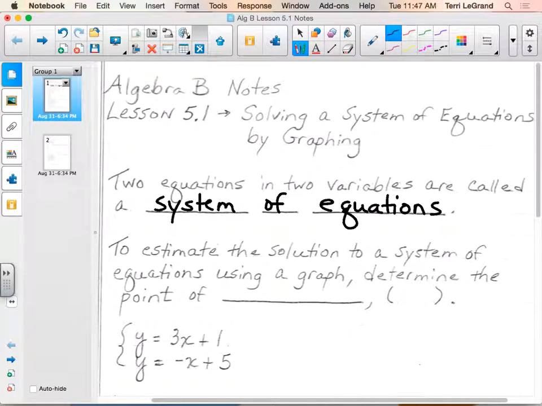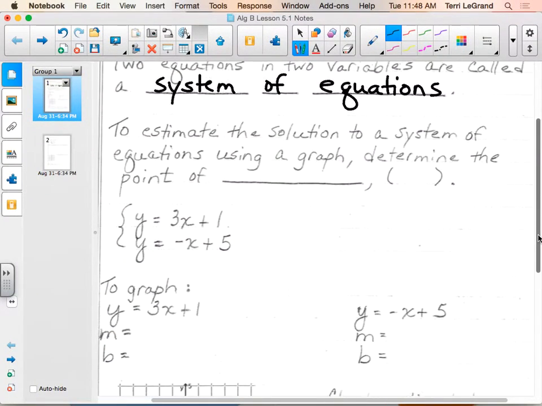Two equations in two variables. They're going to work together. They're called a system of equations. Everybody has one of these, correct? Anybody get left out? Okay.